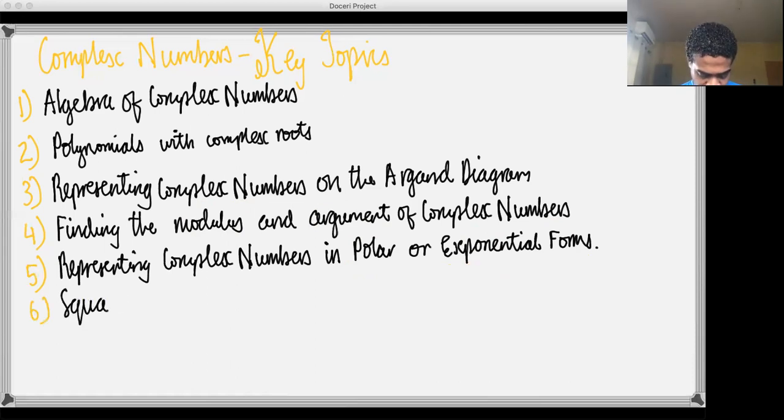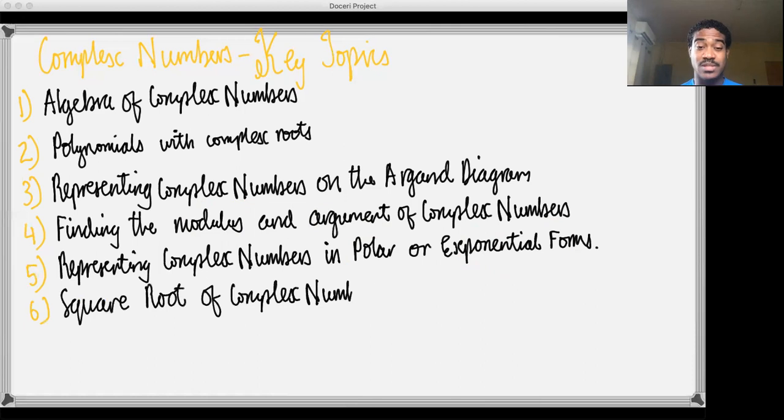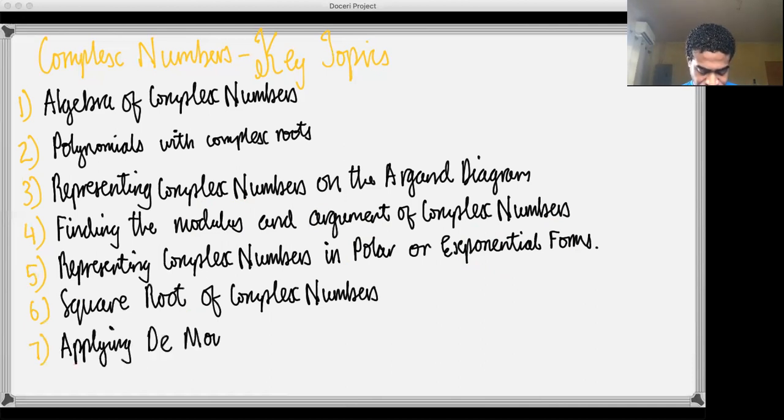The sixth point, the square root of a complex number. That is very, very key. They like to ask that as well. So you want to make sure that you know how to find the square root of a complex number. The seventh point, applying the De Moivre's theorem.